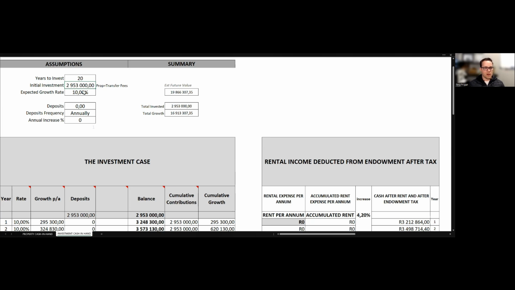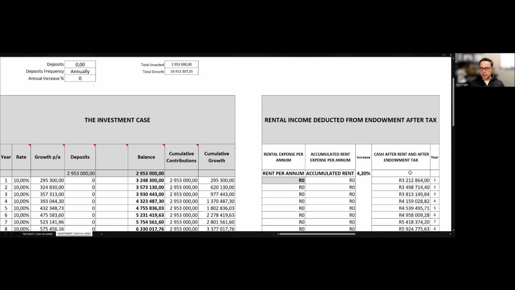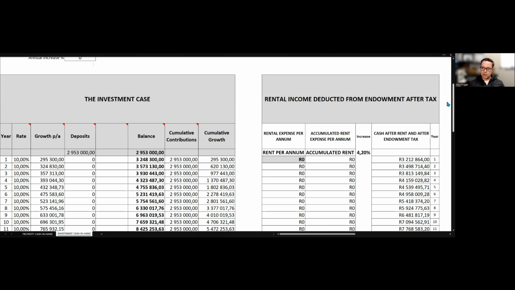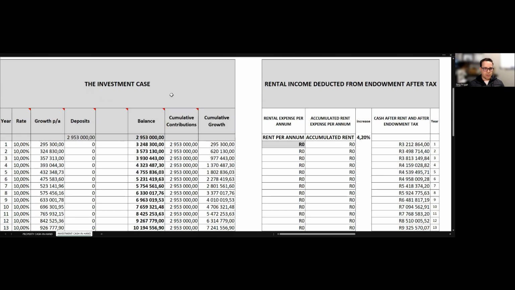Expected growth rate of 10%. That's quite moderate for a long-term investment. This is an endowment, and we're going to assume you invest aggressively. We will also calculate taxes and all of these things down here. In other words, we're going to make it quite realistic, where your investment is calculated after tax. Okay. Right, let's look at this.